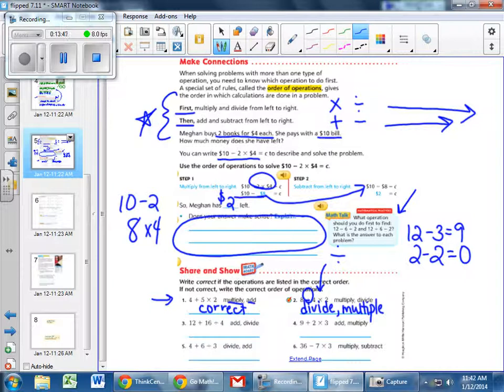So you have to remember all the steps of it. It says from left to right on both of them. So whichever comes first in the problem is what you're going to do. Number 3, 12 plus 16 divided by 4. The order of operations says first you must multiply and divide. So this one cannot be right because we have to divide first. Then you can add.